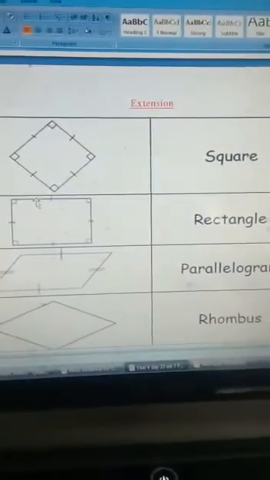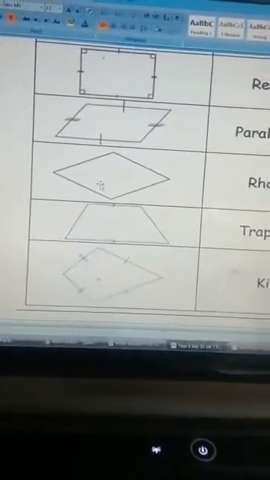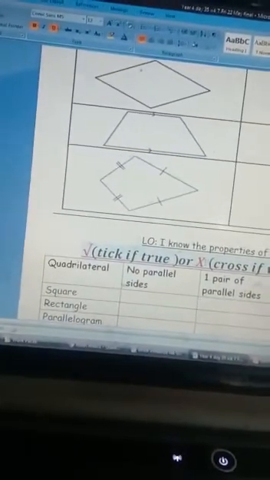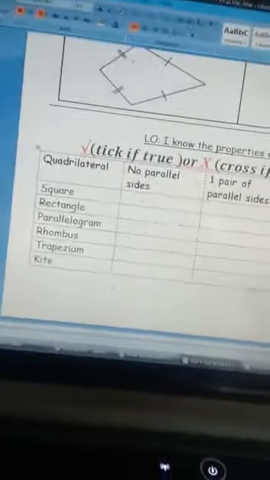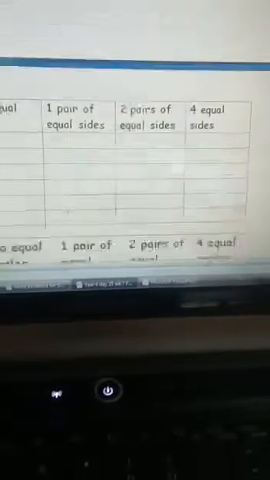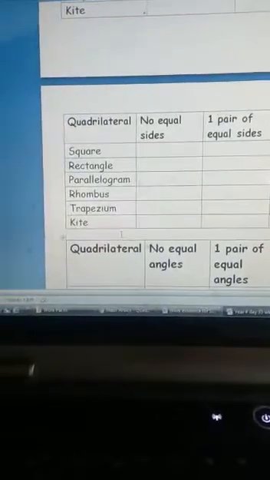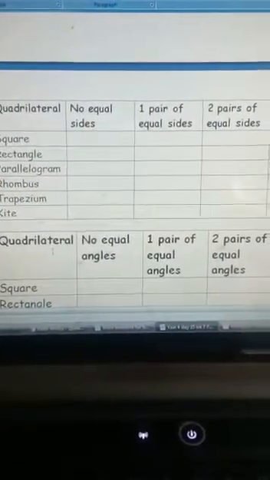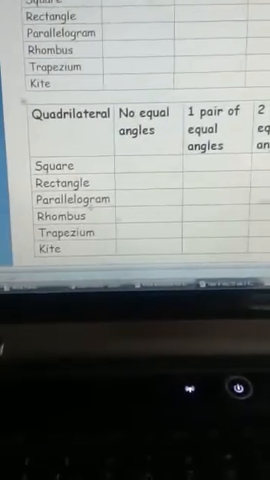Scrolling down, we've got some extension work. You've got the main quadrilaterals with diagrams. You've got to tick true or put a cross if wrong in these boxes for these 6 quadrilaterals. No parallel sides, 1 pair of parallel sides, 2 pairs of parallel sides. And then we've got them concerning the sides. There are no equal sides, 1 pair of equal sides, so you tick or cross. And then the last one is angles. Which one has got 4 equal angles?